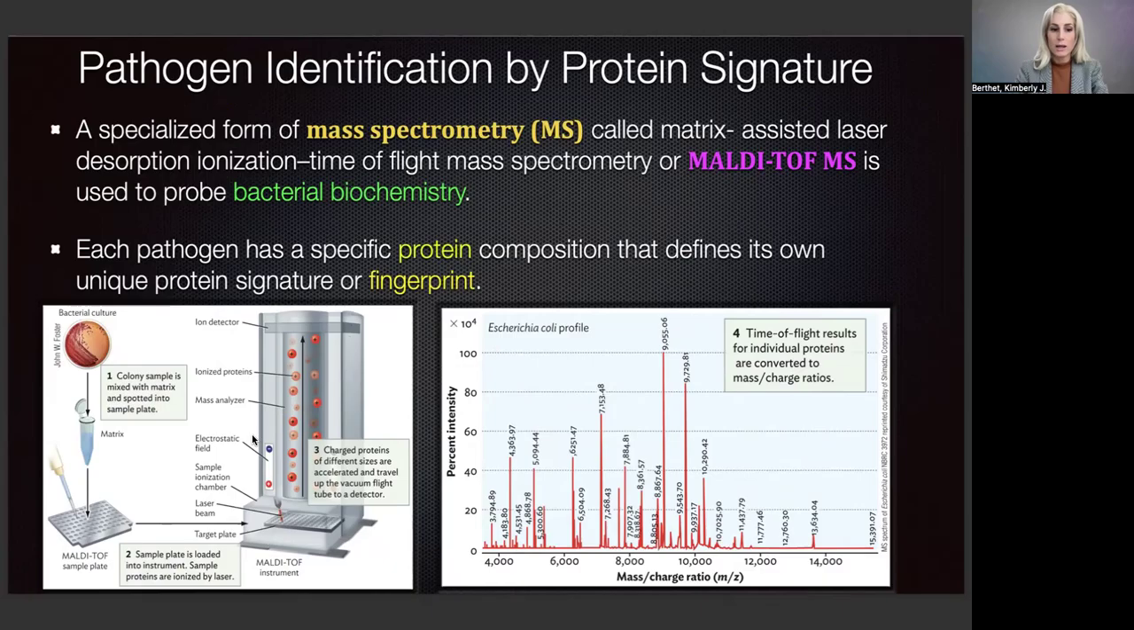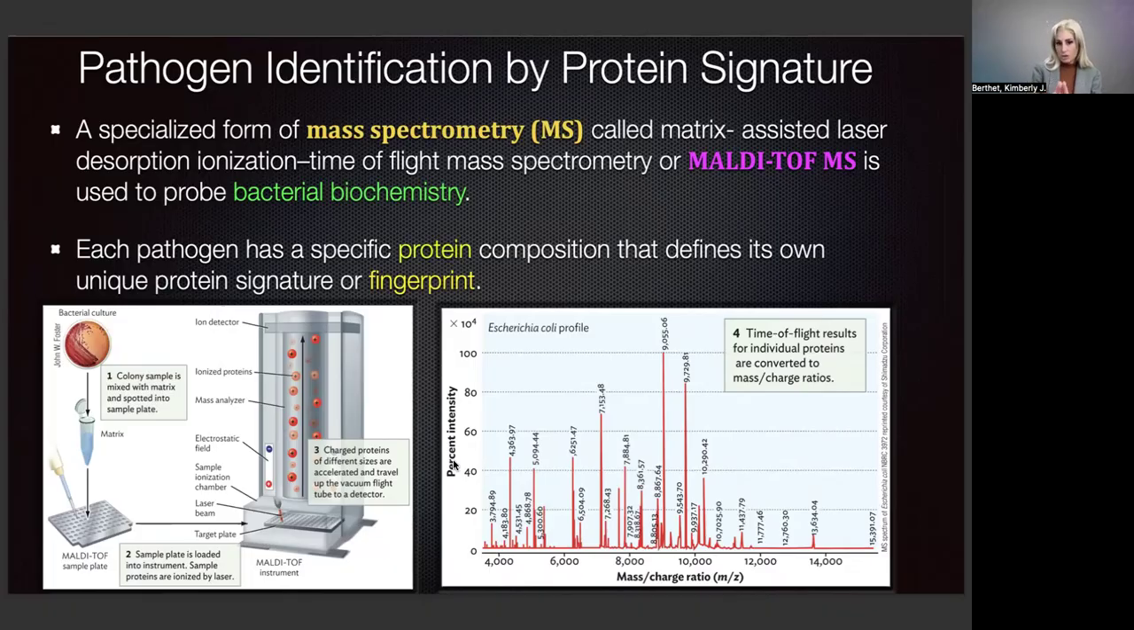So this is E. coli that we're looking at from a sample, and we're looking at the time of flight results for these individual proteins within E. coli. This is like a fingerprint of E. coli, meaning that only E. coli gives you this picture. So this is the mass-charge ratio from MALDI-TOF MS. Each one of these is a protein and its time of flight, the mass-charge ratio, and percent intensity. Looking at all different microorganisms, their protein composition is different.